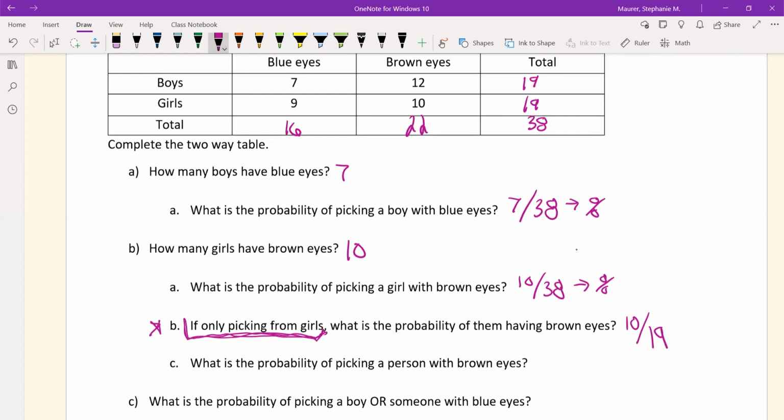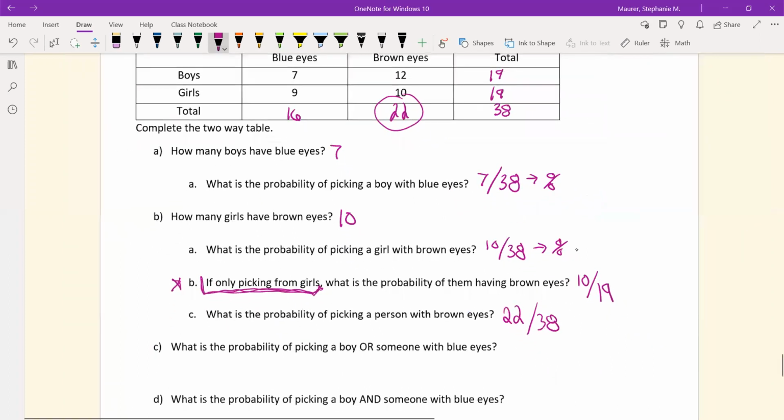Now we read part C. What is the probability of picking a person with brown eyes? This question, very open-ended. It doesn't say anything about boys and girls. We don't have to leave a specific category out. We're only looking for a person with brown eyes. So actually we go to the bottom of the list of brown eyes and we say, oh my gosh, we had 22 people, putting gender aside, 22 people that had brown eyes out of a total of 38 people that had 38 students in the class.